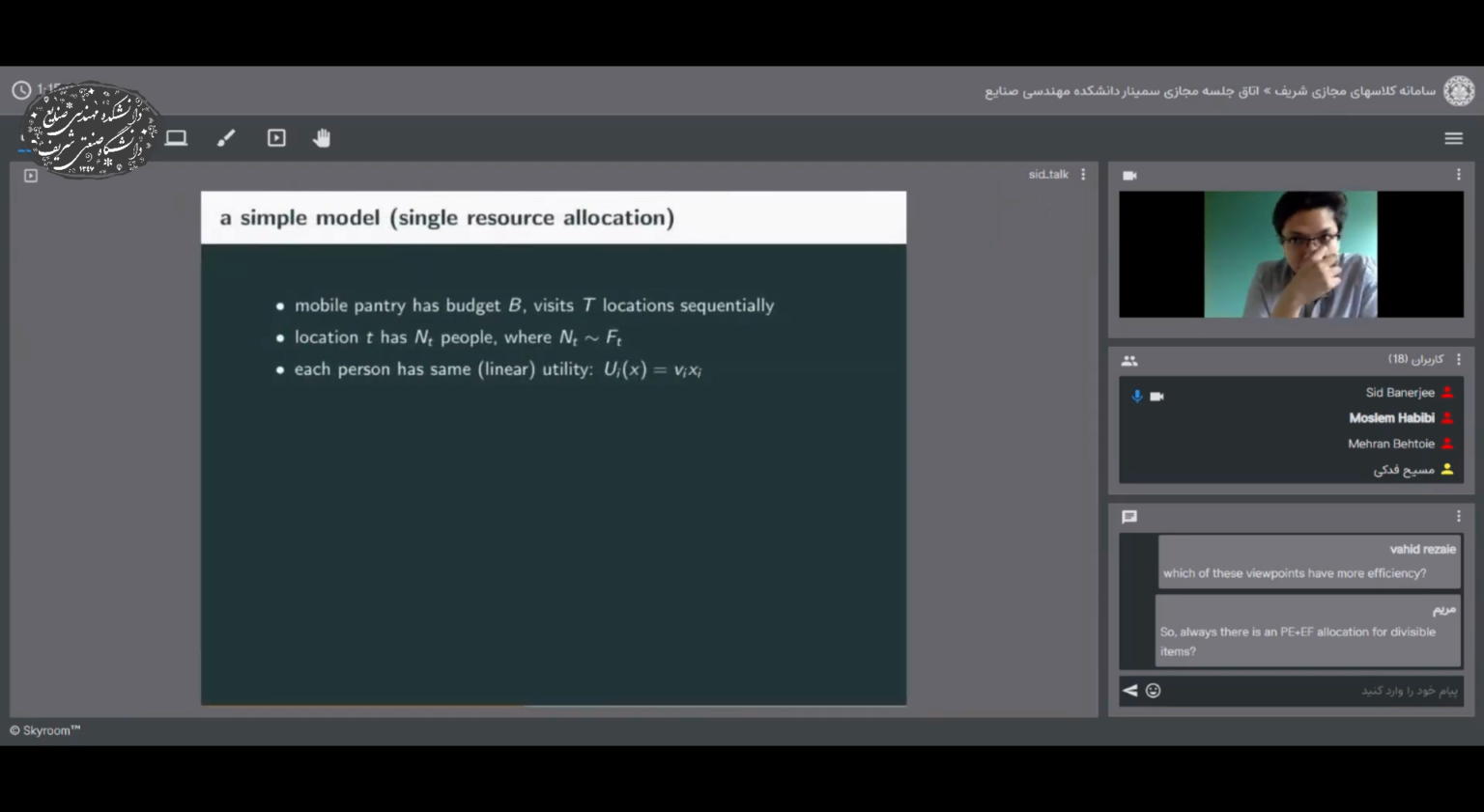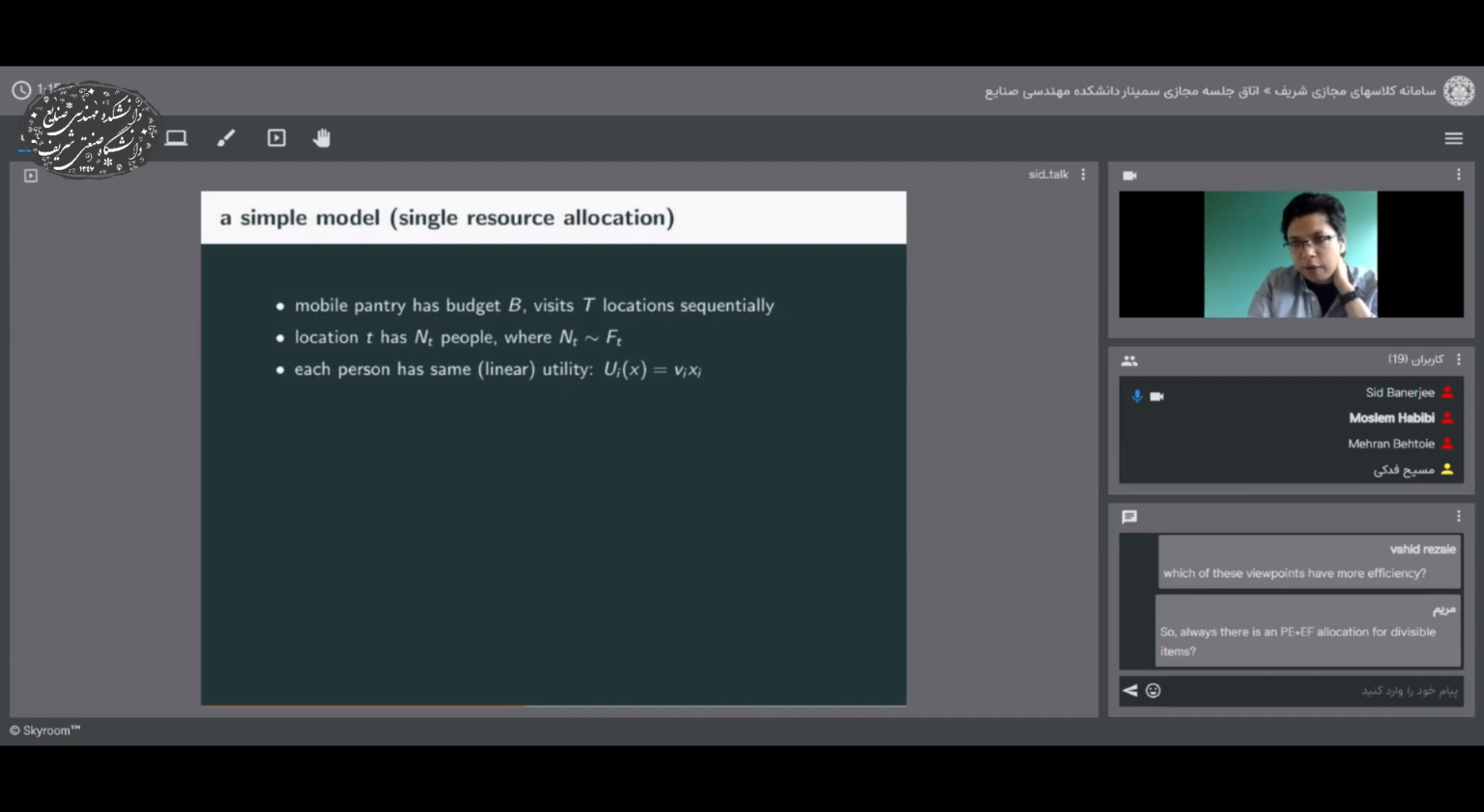So here's the model that I want you to think about for the rest of the talk. I have an initial budget B. There's this mobile pantry which has a certain amount of food. This food is perfectly divisible, and there's just one type of food. It's just food units. And this pantry is visiting T locations one by one, like T different villages in this area.